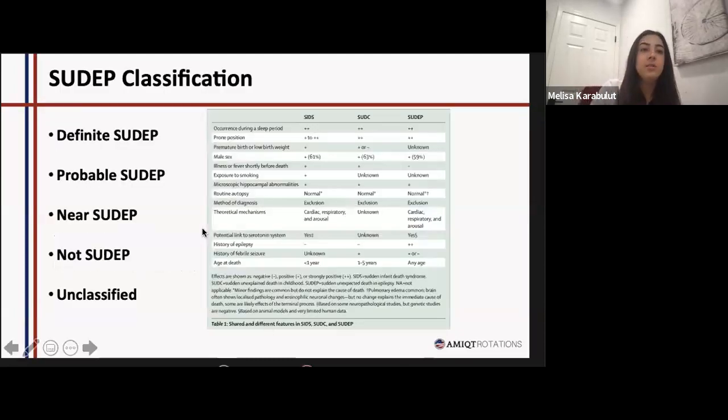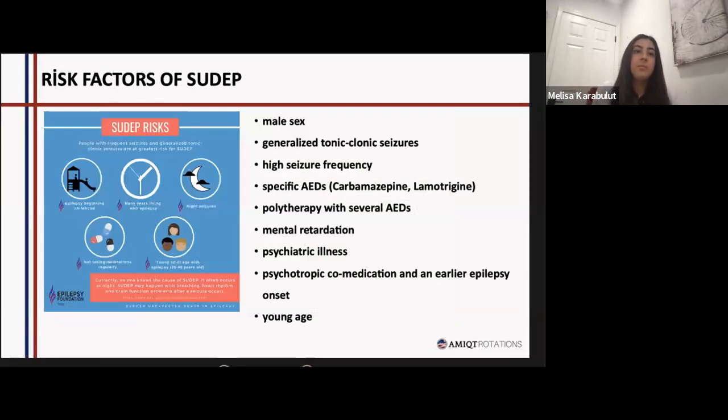So here's the SUDEP classification. It's definite, probable, near, not SUDEP, and unclassified. So let's talk a little bit about risk factors, especially early onset epilepsy, young individual, male gender, drug-resistant seizures, generalized tonic-clonic seizures, frequent seizures, nocturnal seizures, epileptiform changes in EEG, psychotropic drug use, alcohol or substance abuse, inadequate treatment, rapid drug change, low levels of anti-epileptic drug, risk factors, and mental retardation are also really important in SUDEP.